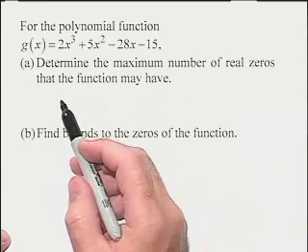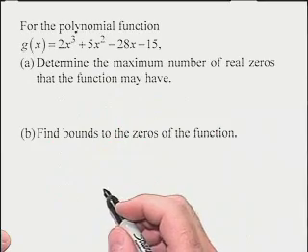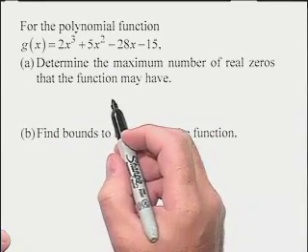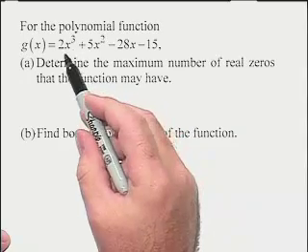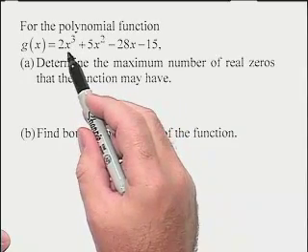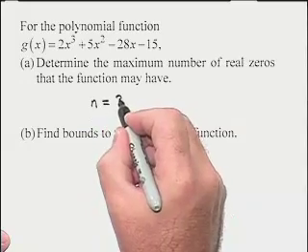The first thing we'd like to do is determine the maximum number of real zeros that the function may have. The maximum number of real zeros a polynomial function can have is equal to the degree of the function. We look at our function, we see this has a degree 3, so the maximum number of real zeros is n equal to 3.